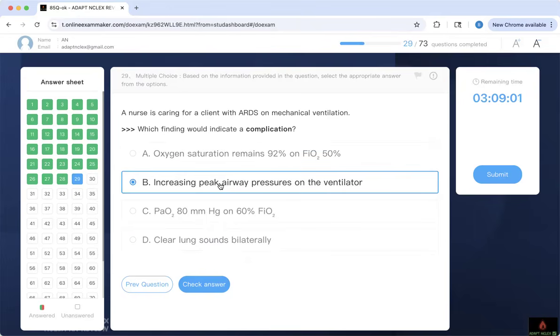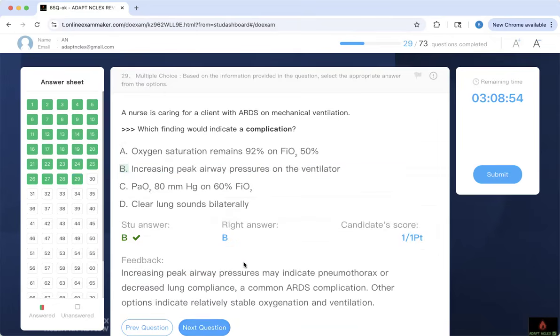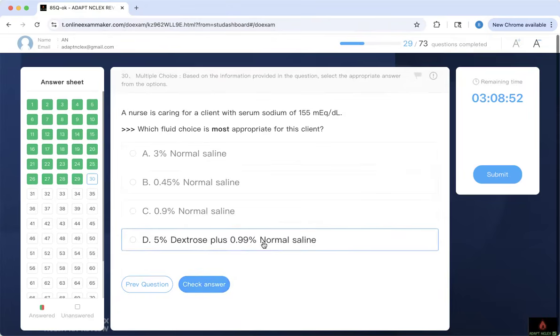If there's too much pressure in the airway, it causes complications. It causes a decrease in cardiac output. If there's high airway pressure, you can have pneumothorax. So this is your right answer. 30. What is your score right now? 30, 30, 30, 30. I know you're doing great.